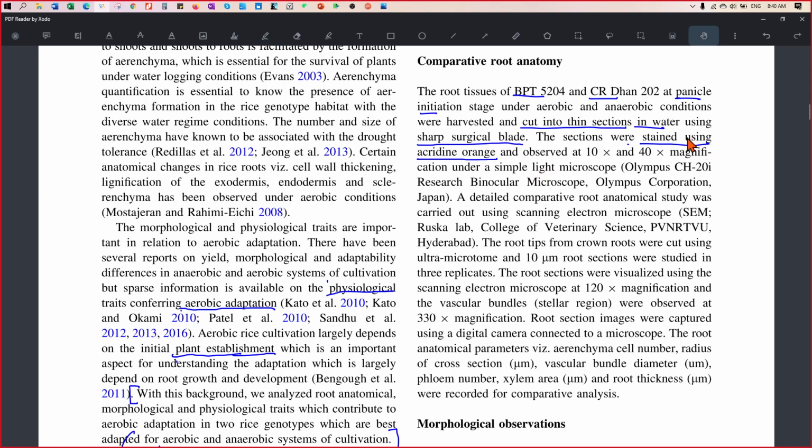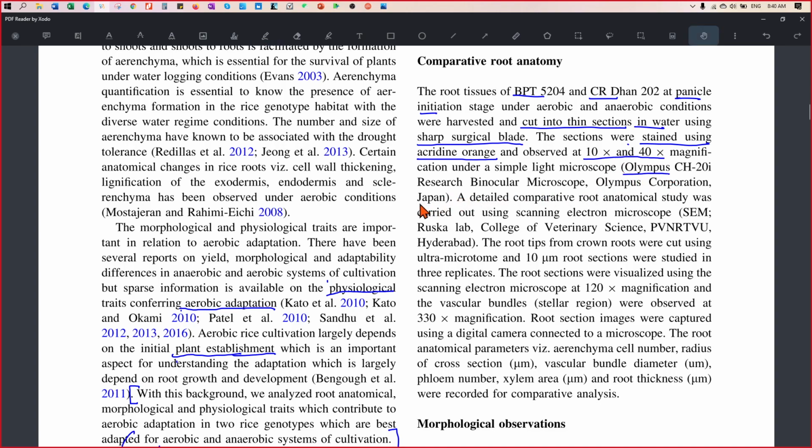Why do they stain? So that parts of the structure, the microstructure of the roots, can be distinguished later. They observed at 10 and 20, 10 and 40 times magnification under a simple light microscope. So this is the name of the microscope that they use.